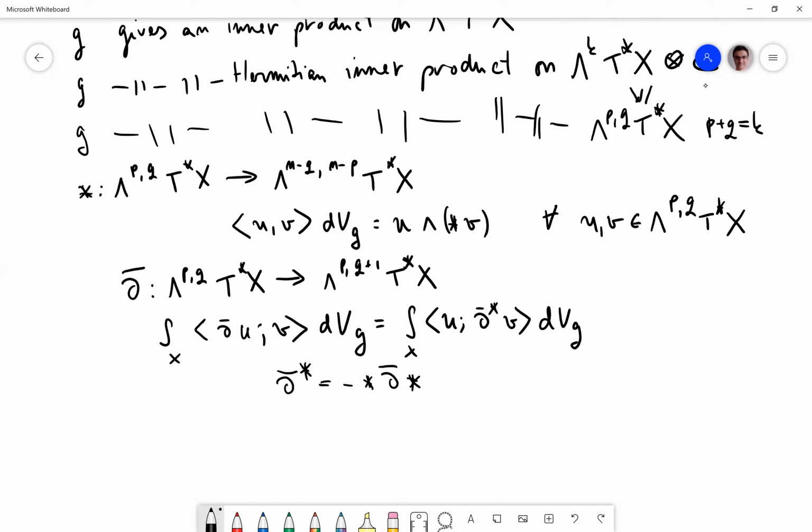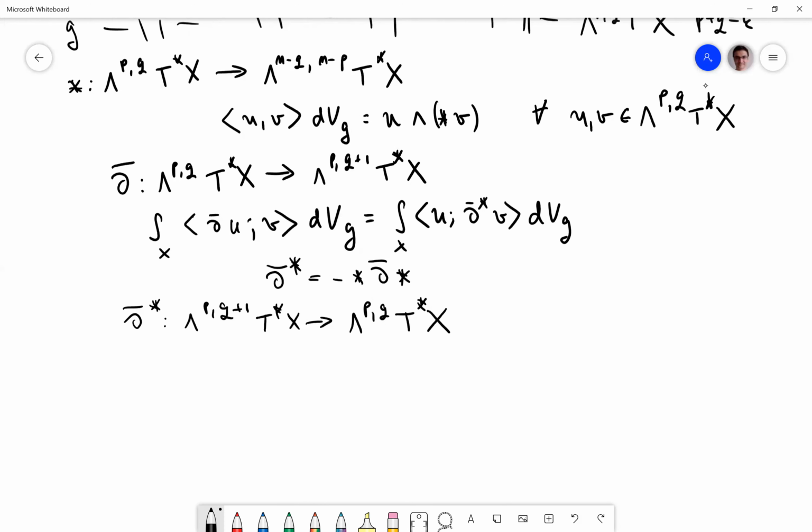Okay, and then also, as we notice, Delbar star will take (p,q+1)-forms to (p,q)-forms. Sometimes we stick in indices (p,q) here and (p,q+1) there, if there's a source of confusion about the indices.